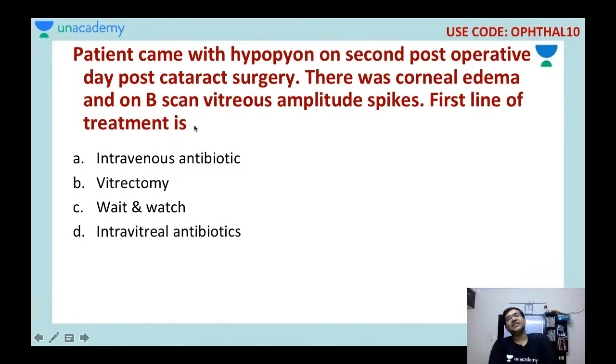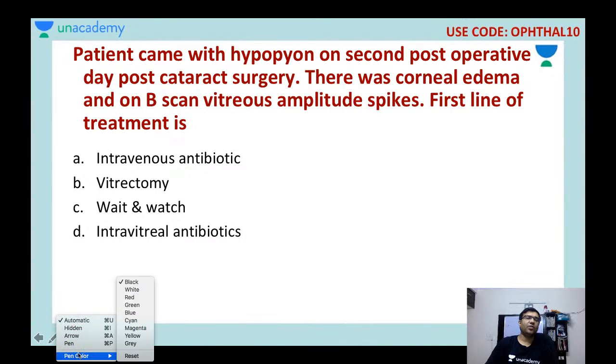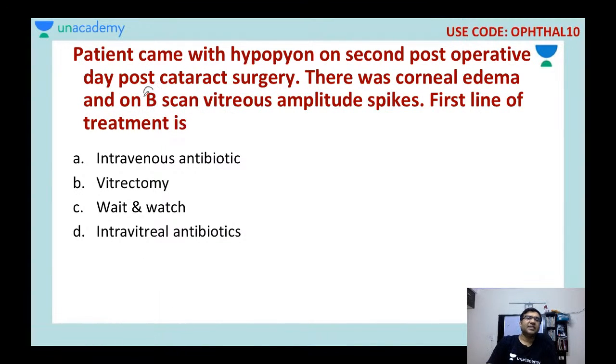So the next question is, a patient came with hypopyon on the second post-operative day. There was corneal edema and on B scan there were vitreous amplitude spikes. The first line of treatment in these patients is intravenous antibiotics, vitrectomy, wait and watch, or intravitreal antibiotics. So as you can see in this scenario, the patient is suffering from endophthalmitis. And remember, whenever the patient is suffering from endophthalmitis, the first investigation that you would do would be the USG B scan.